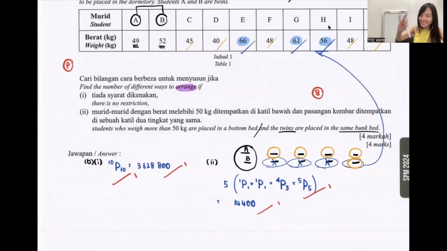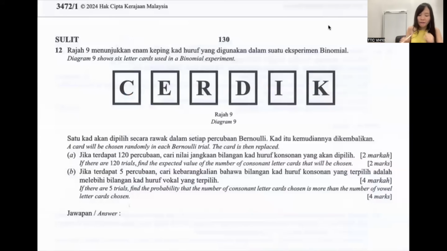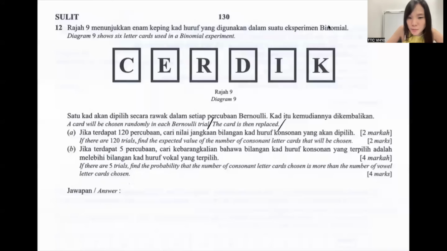5, 4, 3, 2, 1. The next one, question 12. They say Diagram 9 shows 6 cards with letters used in a binomial experiment. A card is chosen randomly in each Bernoulli trial. So there's 1 card chosen each time. The card is then replaced. So after you choose, you replace. If there are 120 trials, find the expected value for the number of consonant letters that will be chosen.